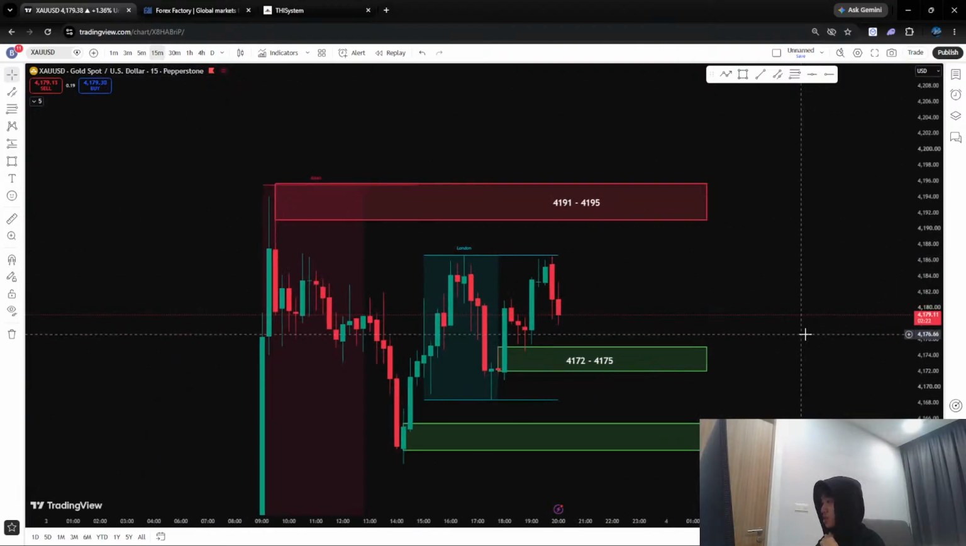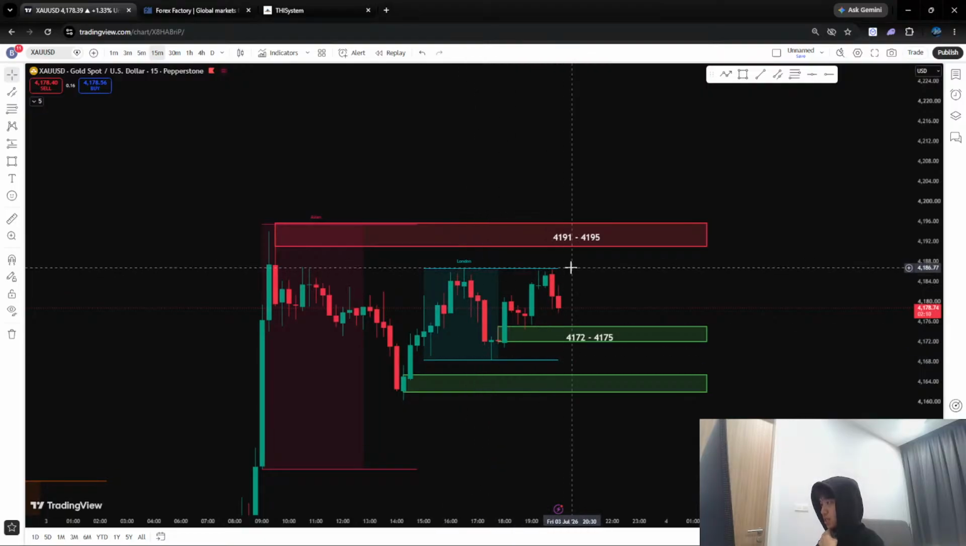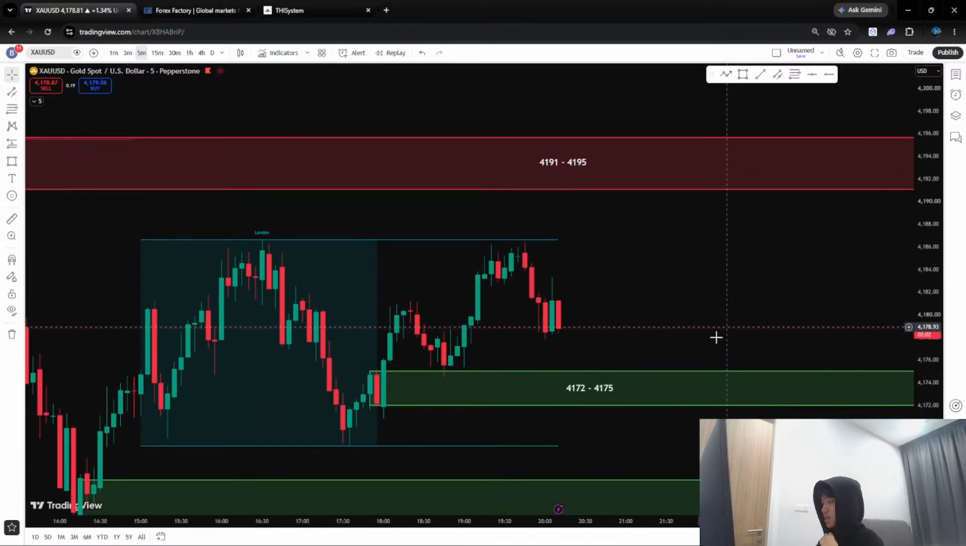On the M15, it's the same thing. It's still a ranging area, not much momentum anywhere up or down. There is this area where it rejects the London high, it comes back down. So we know that there's SLs over here and there's also SLs over here. Alright, so we have to see where the market liquidates first. Let's see.